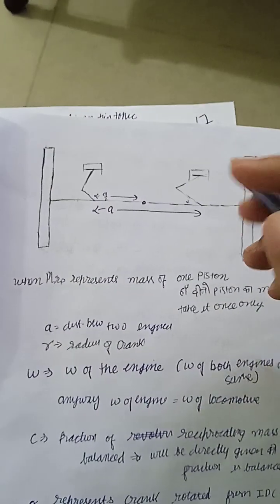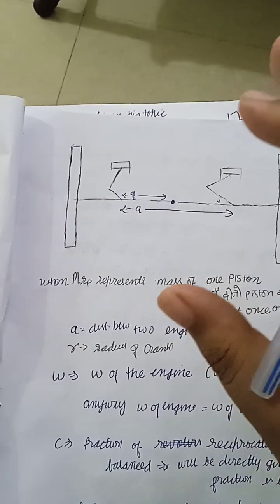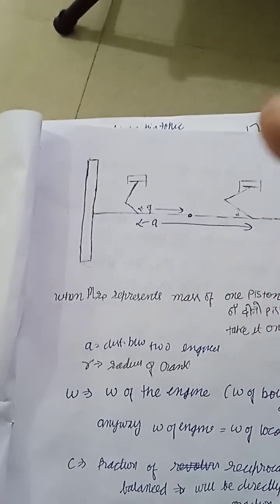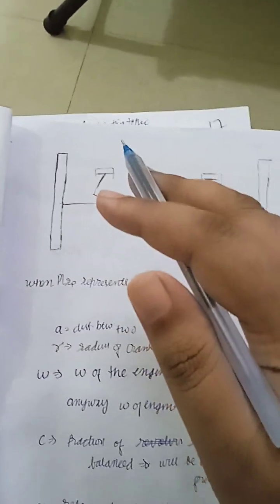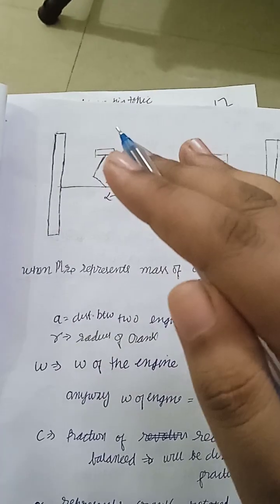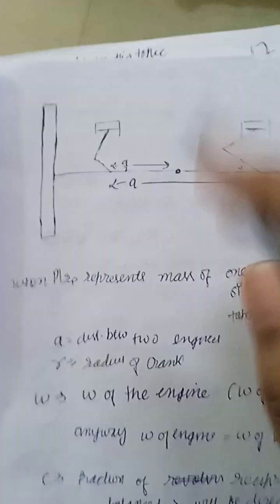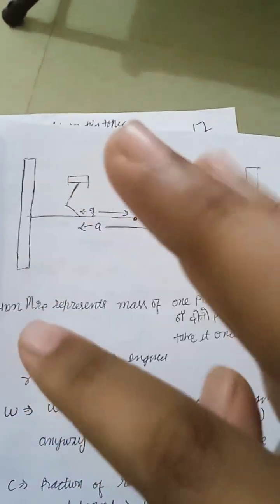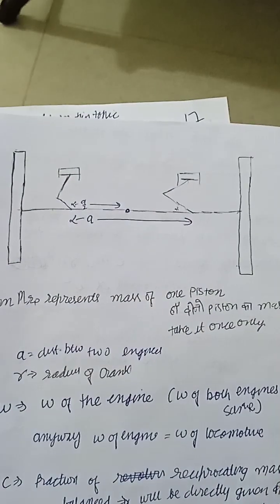Now we are doing balancing of locomotive. So I will be explaining what is balancing of locomotive. First I will explain the configuration of the engine that we are using. Here all these formulas are derived for this specific configuration.